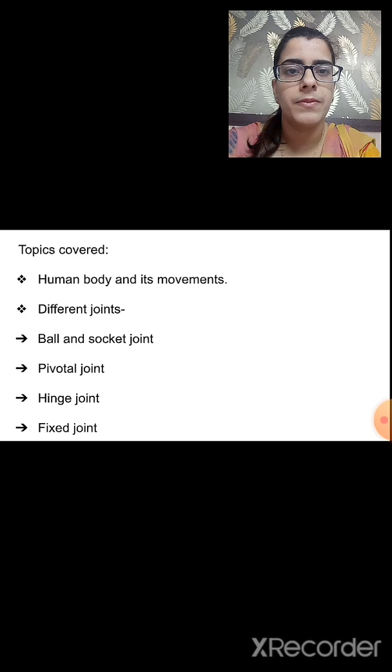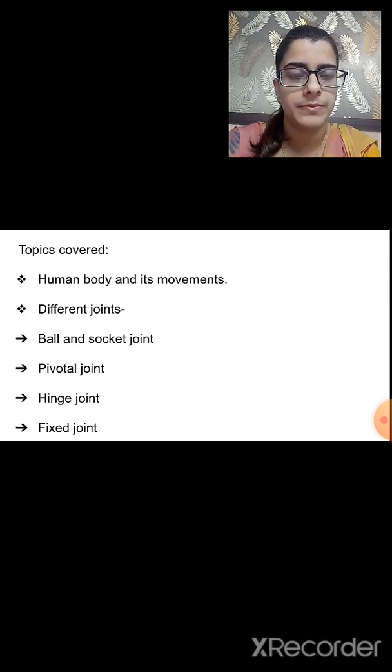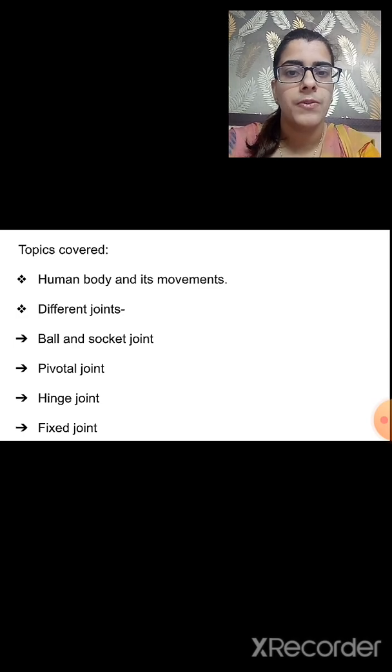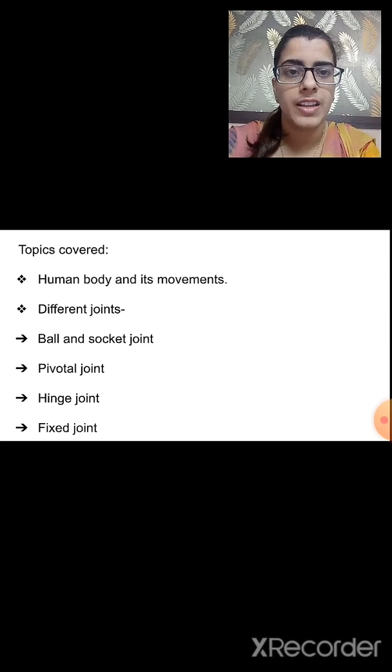In this chapter, we have studied the human body and its movement, the different joints which are responsible for the movement in our body. We have studied the 4 different types of joint. First joint that we have studied is ball and socket joint. Second, pivotal joint. Third, hinge joint. And fourth, fixed joint. We have studied where these joints are located in our body.